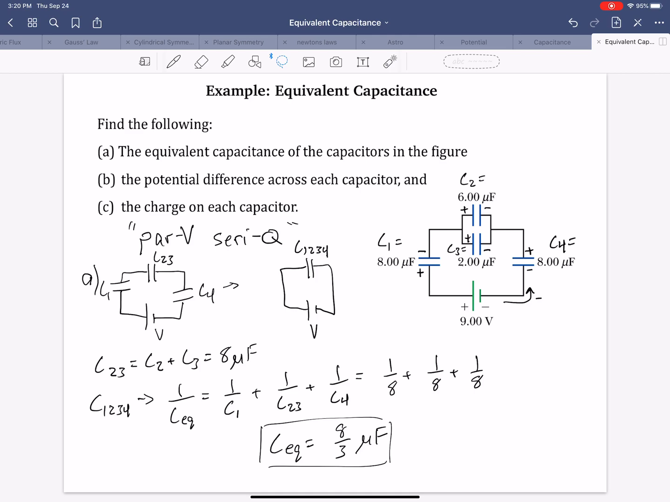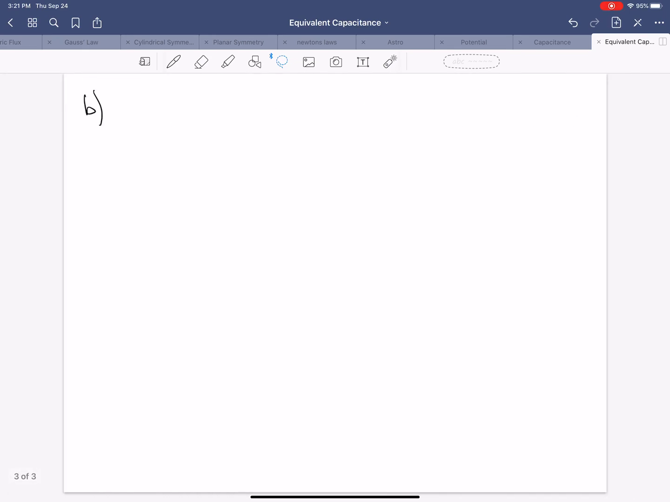Well, we need to find the charge first, right? Out of that battery, there's a certain amount of charge that will flow across all four of those. Okay, so we need to find that.